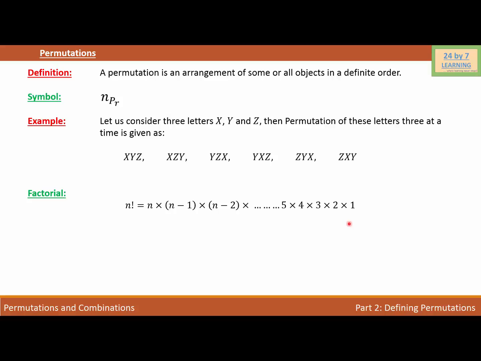There are some values that we need to know in order to use factorial. So the first value is factorial 0 is equal to 1, factorial 1 is equal to 1, factorial 2 is equal to 2 times 1, which is basically 2, and factorial 3 is 3 times 2 times 1, which is basically 6. And that's how we can find any other factorial.